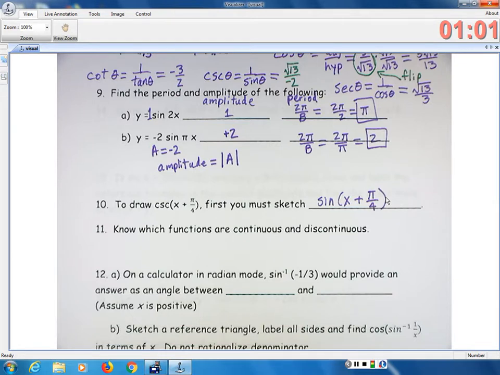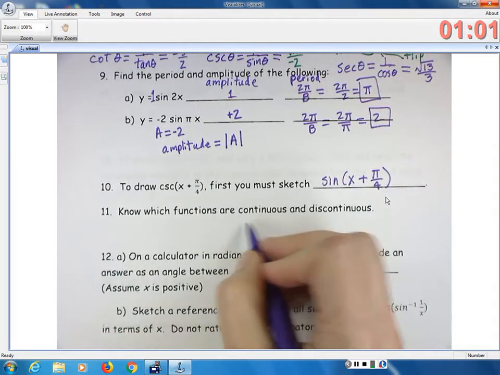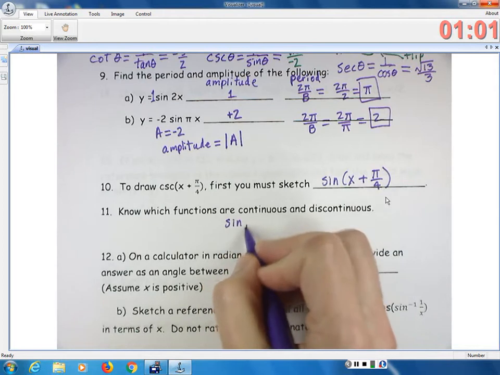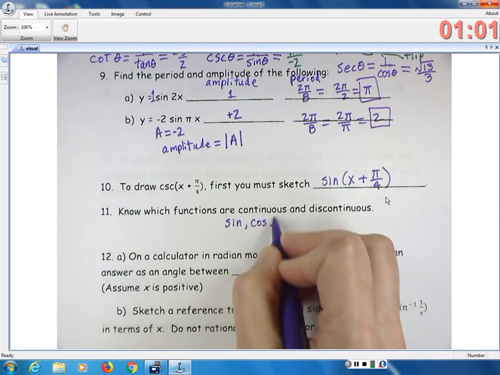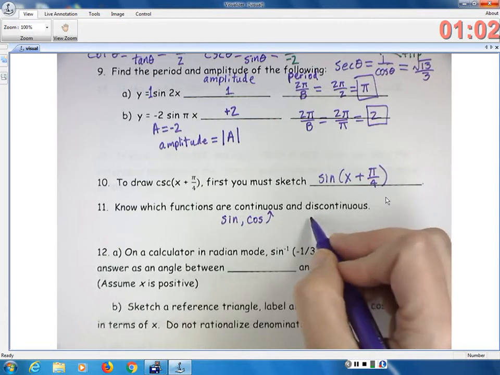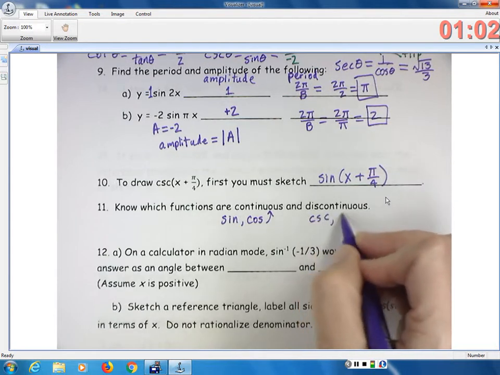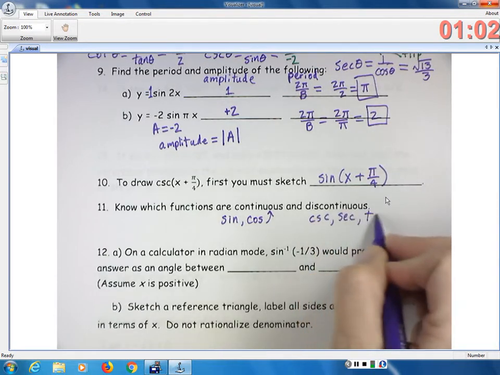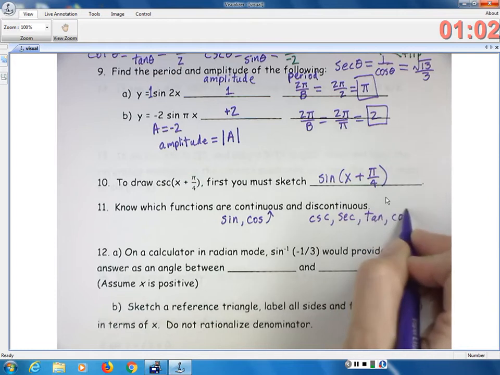Know which functions are continuous and discontinuous. So sine and cosine are continuous. The rest are discontinuous: cosecant, secant, tangent, and cotangent.